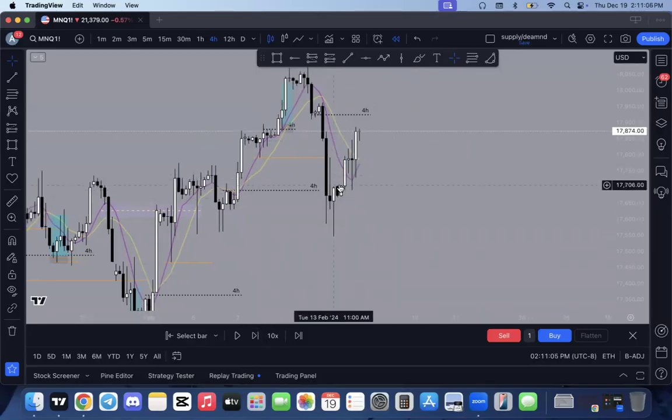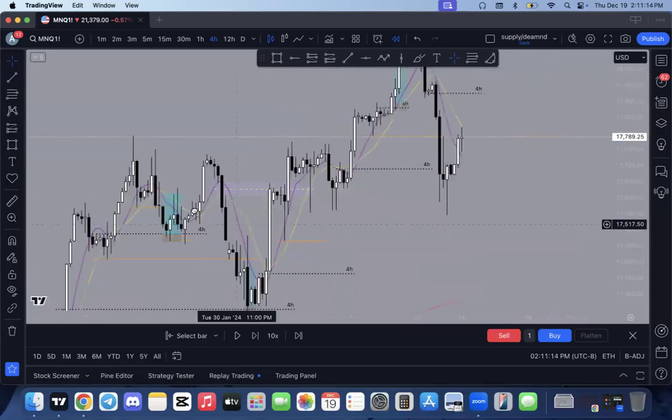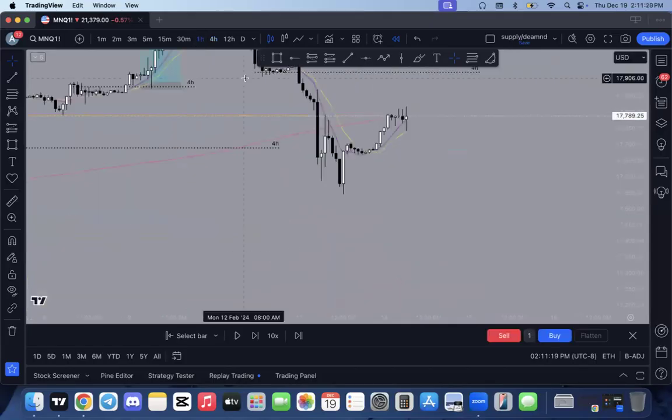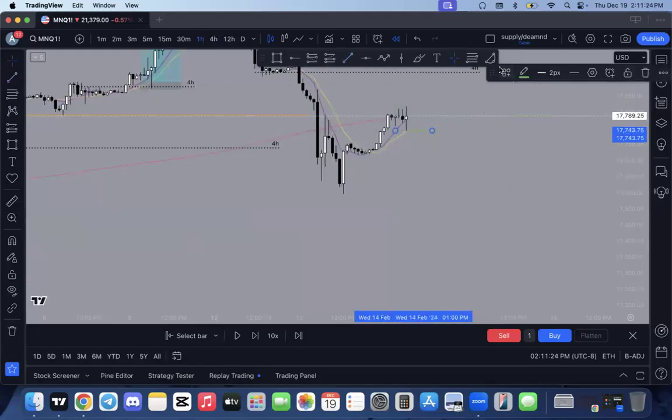We kind of had a fair value gap right here. 1, 2, 3. Yeah, that would have counted. I would have taken it. And then obviously you can go down on the lower time frame. I bet you on the 1 hour, we do have liquidity. Yep, right here. We have liquidity right here.